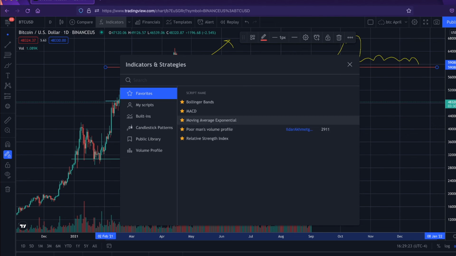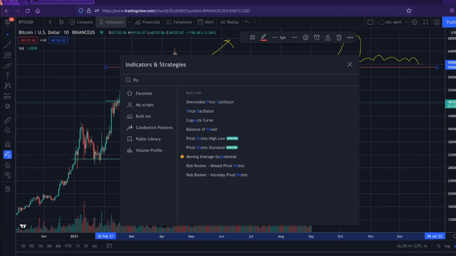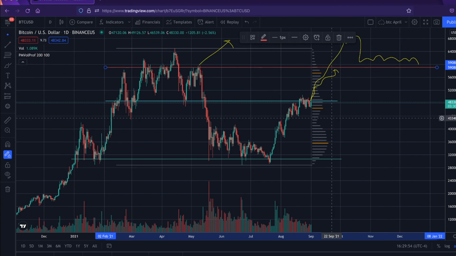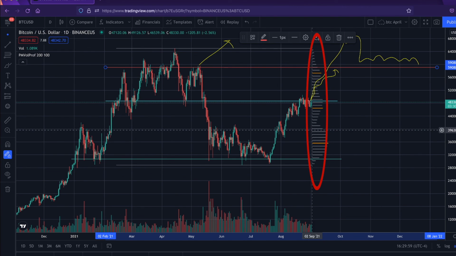Now, one thing I also want to show you guys here on TradingView, we're looking at this poor man's volume profile. There's an indicator called a volume profile, but you have to have a paid account. I don't have a paid TradingView account, but what I do have is this indicator that someone else made. It's called a poor man's volume profile, and we're going to take a look at that right here. So I added that poor man's volume profile, and what that's going to do is add this indicator to the right of the market.